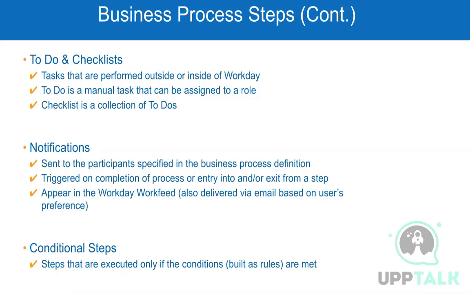And then there's something called a to-do. So let's just go through the three bullet points that we have. Tasks that are performed outside or inside of Workday. A to-do is a manual task that can be assigned to a role. A checklist is a collection of to-dos. So both of them go hand in hand.